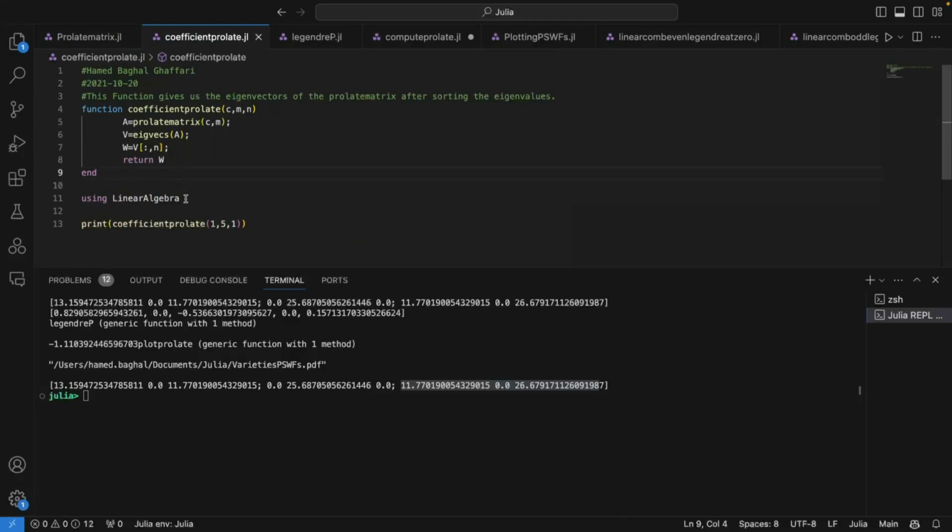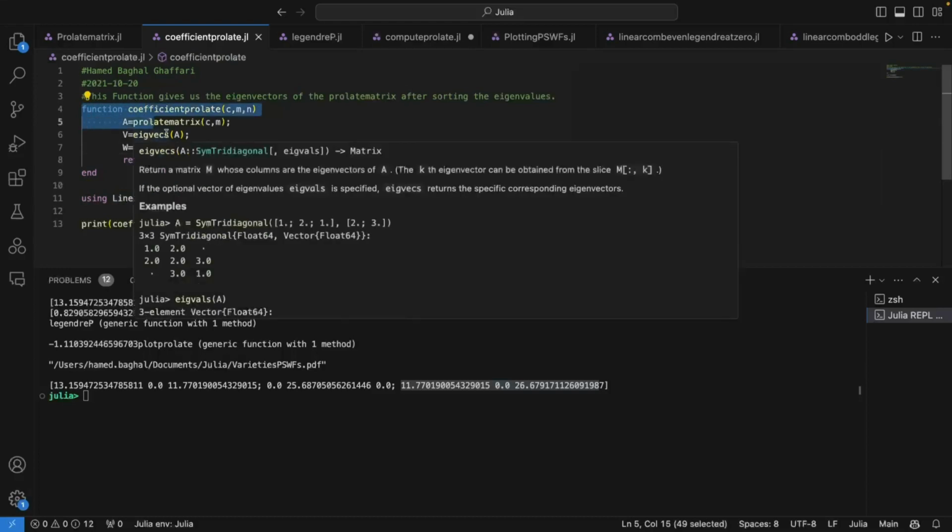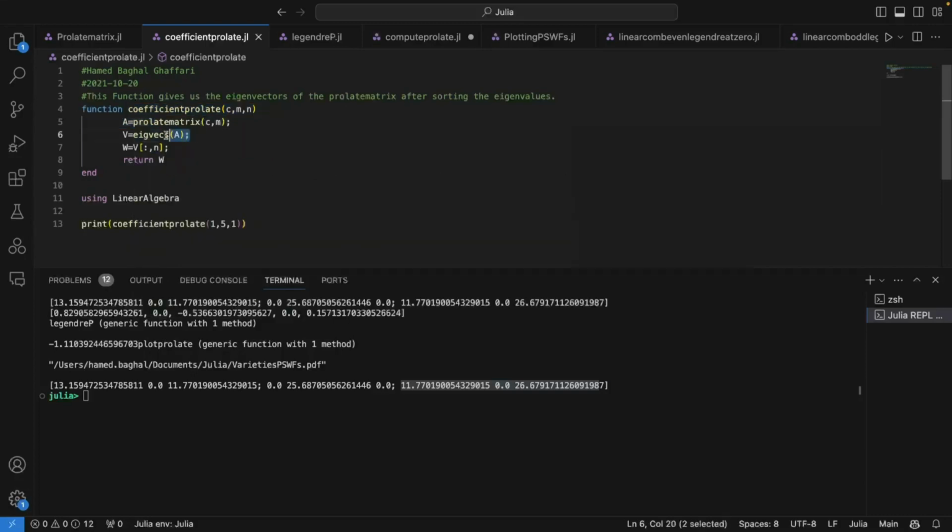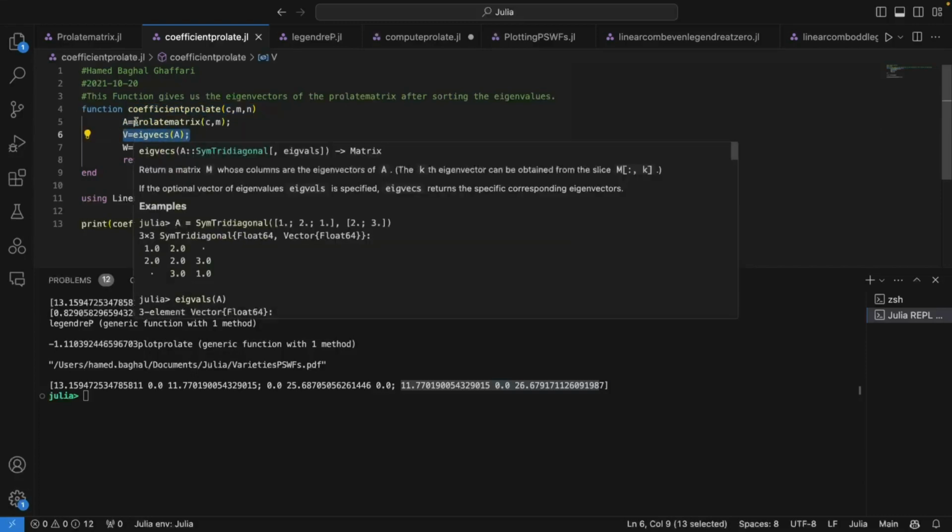once we have this matrix, we will have to use the LinearAlgebra package. You can remember how we are able to install the packages in Julia. So now we are going to compute the eigenvalues and eigenvectors. Actually, we don't need the eigenvalues, just the eigenvectors of the previous matrix.